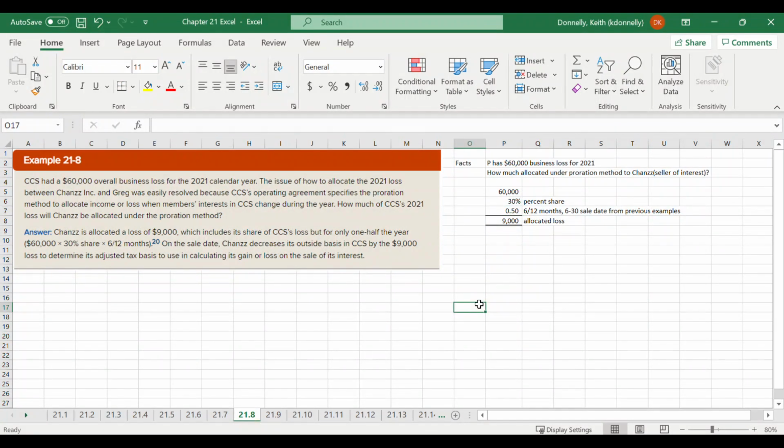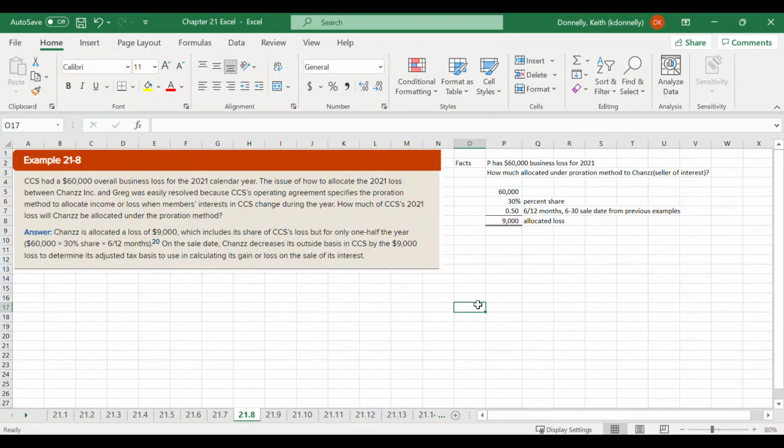Okay, so the idea here is we're going to say your ownership interest changed during the year because you sold your interest halfway through the year to another person. So let's just say there's partner one, and then there's new guy partner. Partner one, halfway through the year, sells their interest to new guy partner. How do we proceed here, given that during the year we overall had a $60,000 loss? How do we allocate this, given those facts?